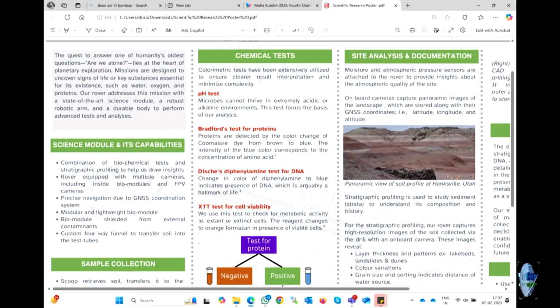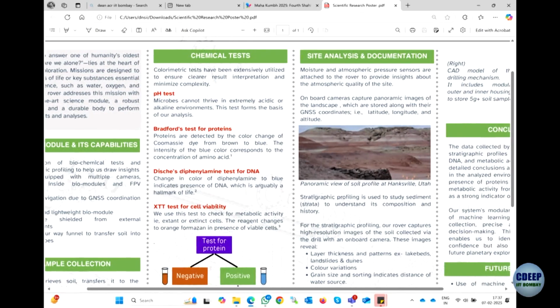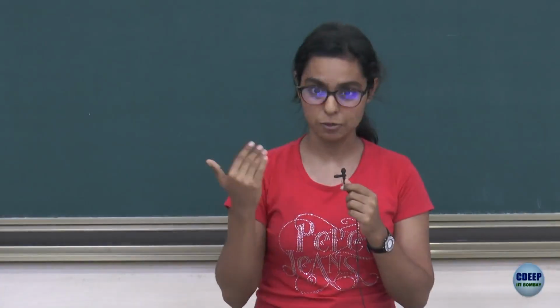Want to discuss? Yes. Go ahead, please. So on a rover, we start off by identifying the sites where we would like to test soil. We do that with the help of stratigraphic profiling. On the rover, we've just started using this method this year.